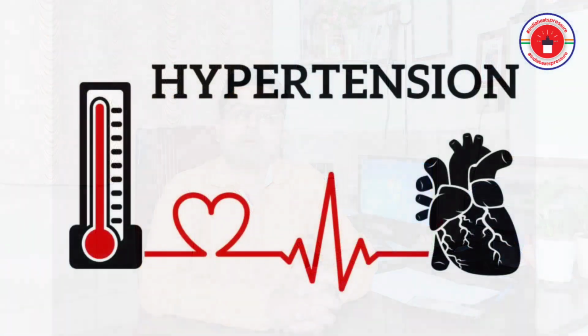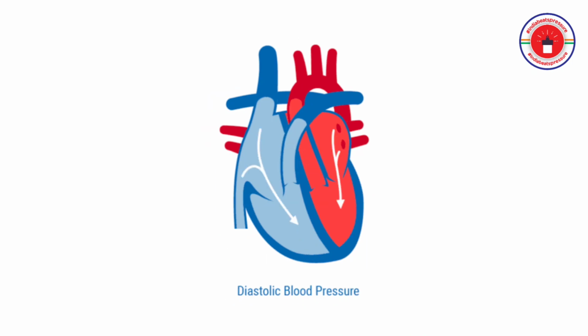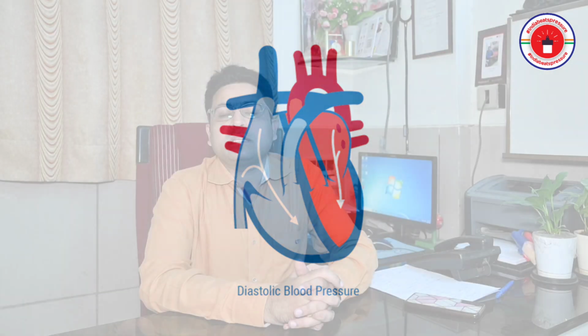Today we will be discussing hypertension. So, what is hypertension? When blood pressure is more than 140 by 90 millimeters of mercury, then we label the patient as hypertensive. So, it has two readings. 140 is the upper reading, that is called systole. Systole is when the heart is contracting, and the lower reading is 90, that is diastole, when the heart is relaxing. 1 in every 3 Indians is hypertensive, so it's very common.